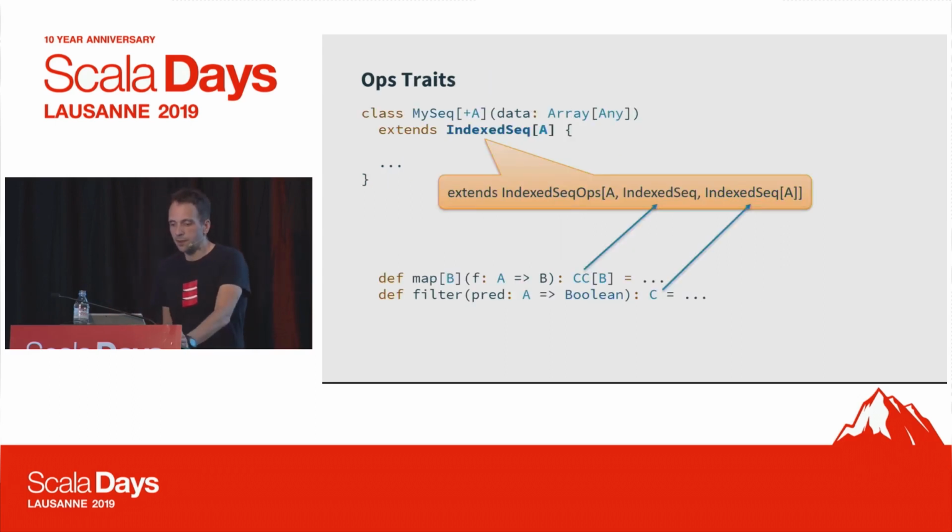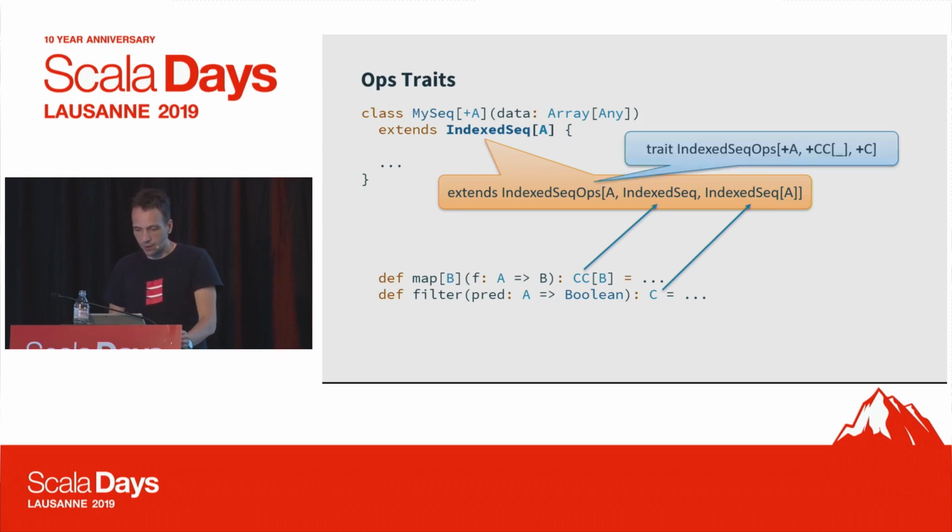Well, we extended IndexSeek of A. And this in turn extends a trait called IndexSeekOps. And IndexSeekOps has these type parameters. They are called A, CC, and C. CC is the collection constructor, C is the collection type. In our case, the collection constructor is IndexSeek, and map returns an IndexSeek of B. And the collection type is C, which is IndexSeek of A, so filter returns an IndexSeek of A.